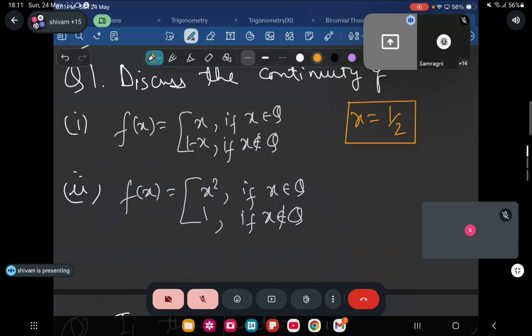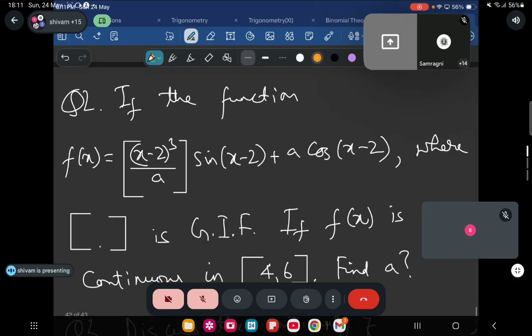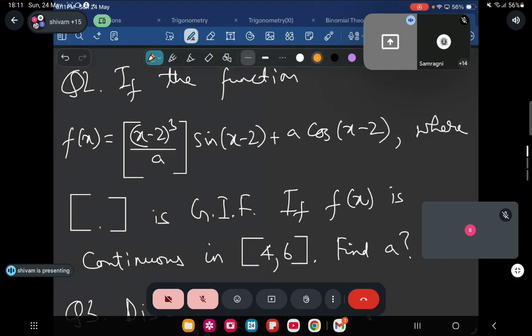Third one. Again, x square equal to 1, x equal to plus minus 1. So f of x is continuous at x equal to plus minus 1. Anyone having any doubt, you can ask me now. Next. Over here, a should be greater than 64. Anyone having any doubt, you can ask me now.